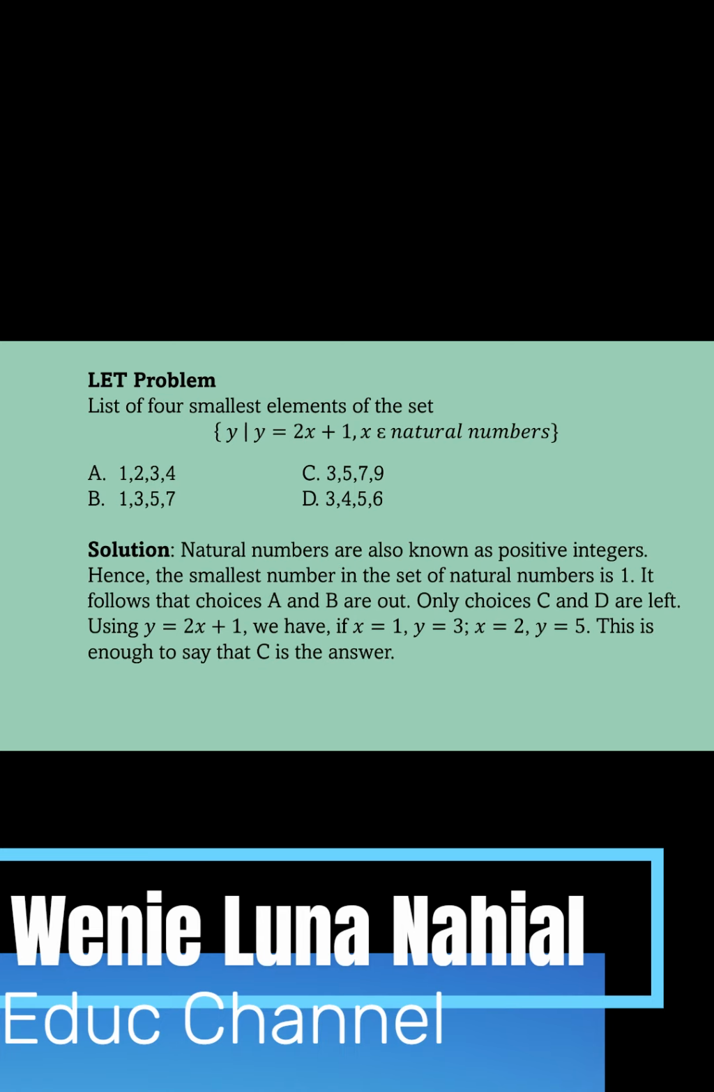We have to understand that natural numbers are also known as positive integers. Hence, the smallest number in the set of natural numbers is 1. It follows that choices A and B are out. Obviously, only choices C and D are left.